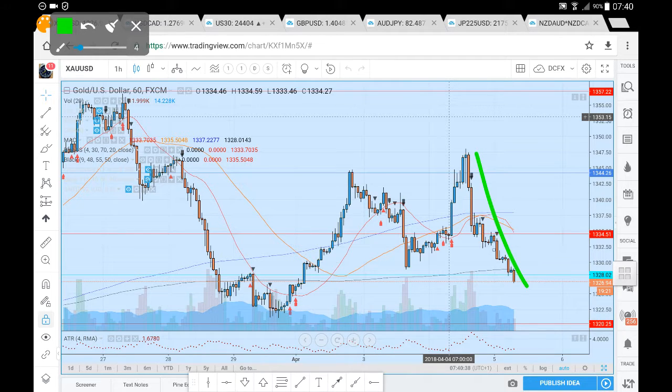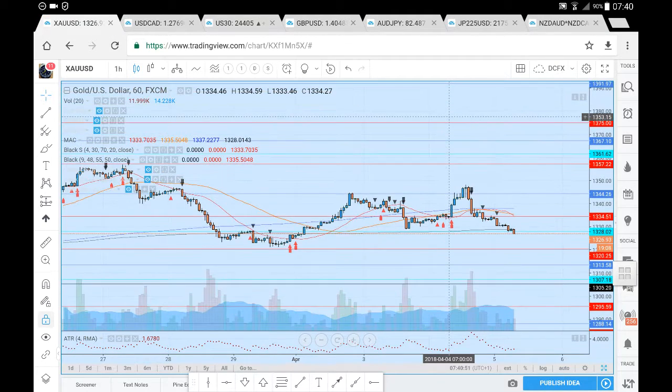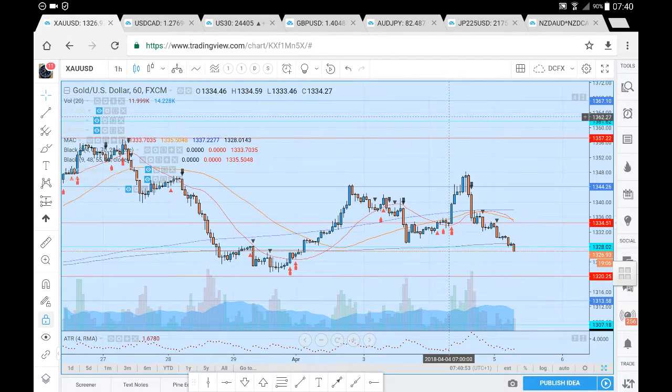So if we do see this sell side momentum follow through, continue, we'll be looking for price to head down towards that 1320.25, the very next major level here marked out in red, to see if we do see a bullish bounce back up towards that 1328.